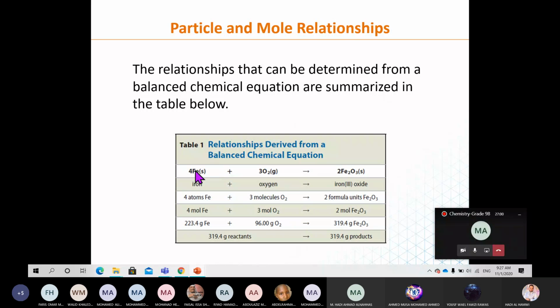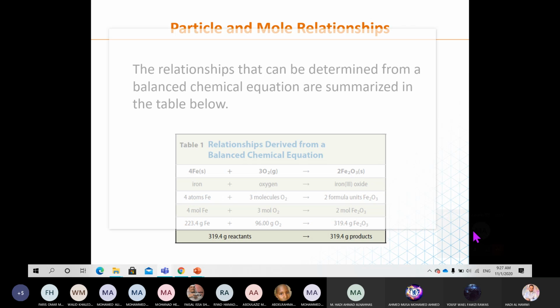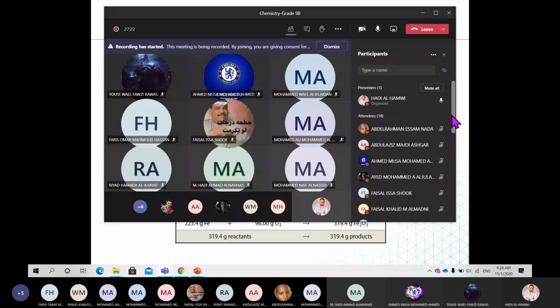So here, what is the coefficient? It's 4. Here the coefficient is 3. Here the coefficient is 2. So this is a balanced chemical equation. How do I know that it's balanced? I will just count the number of atoms before and the number of atoms after. Look, here I have how many? Who can help? Yeah, I will choose one of you. Majdi.